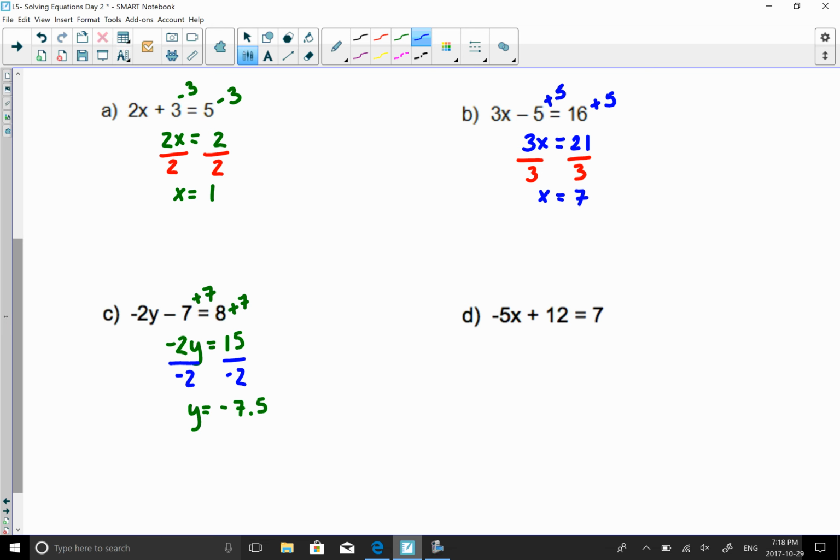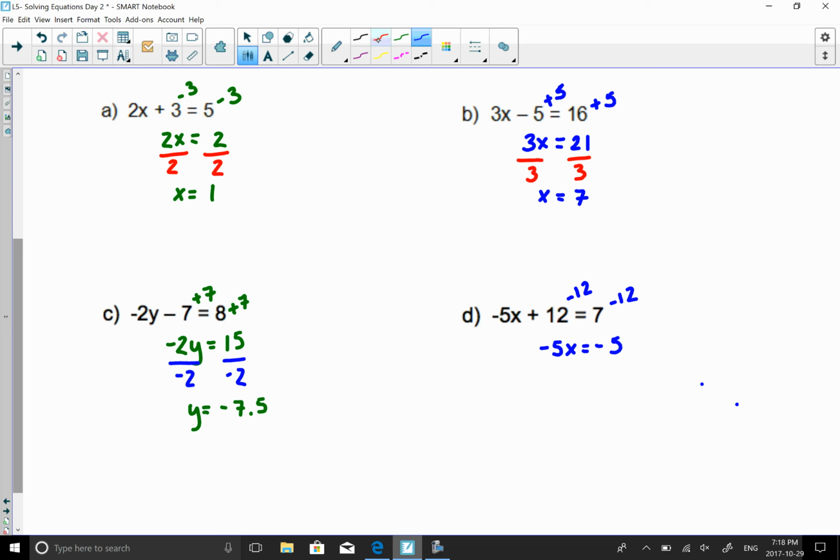Okay, same idea. I have a positive 12 here. I don't want that here. So I'm going to do the opposite. I'm going to subtract 12 from both sides. That becomes 0. So this is negative 5x. 7 minus 12 is negative 5.